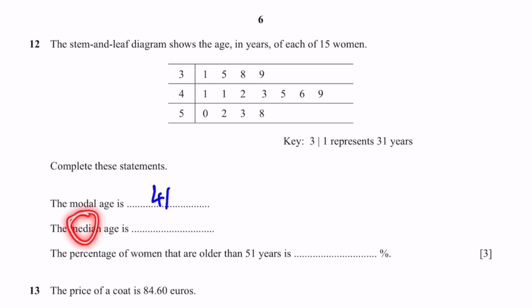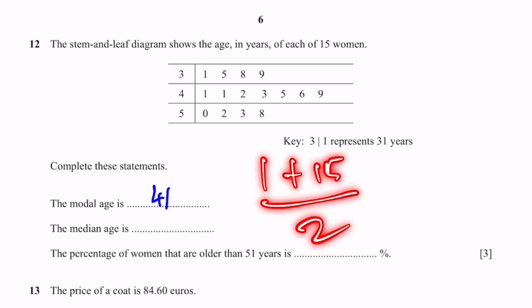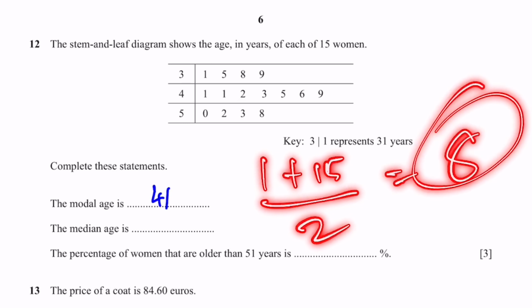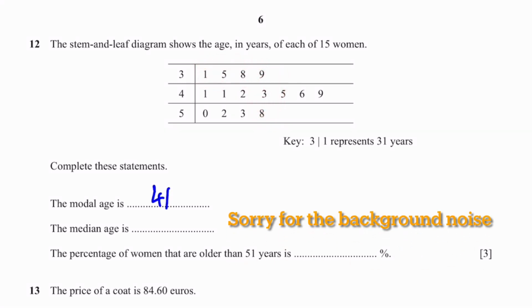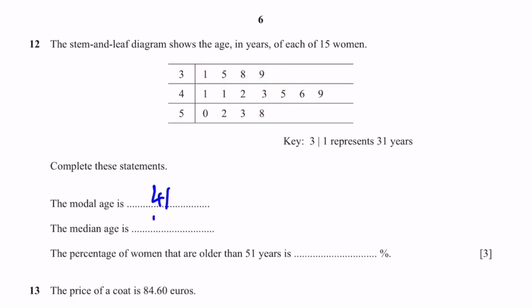Median age is the middle. And in 15 women, the middle is 1 plus 15 by 2, which is equal to 8. So the 8th age, 1, 2, 3, 4, 5, 6, 7, 8. So 43 is the median age.